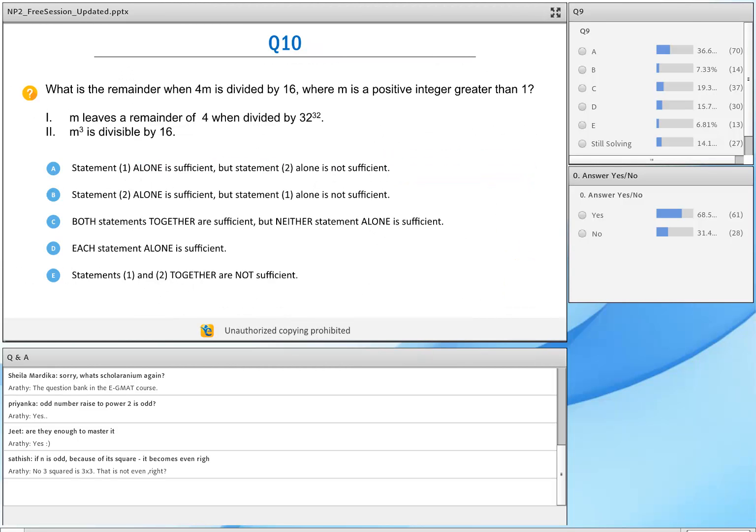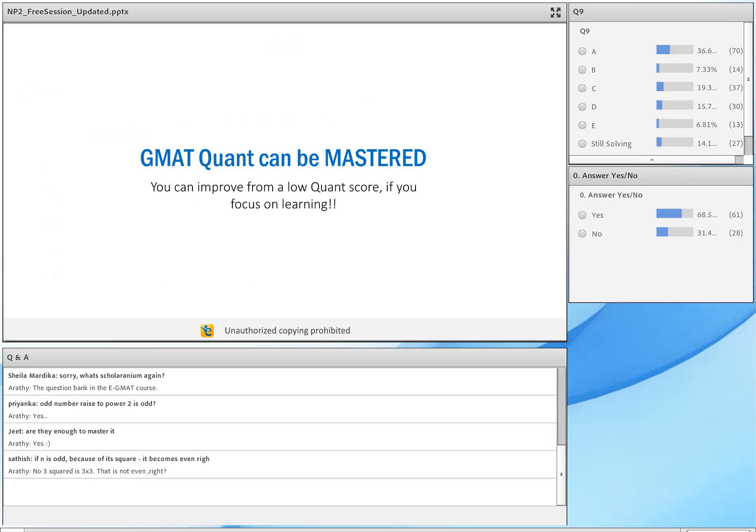All right. So with that, let's understand where you go from here. I'm going to leave question 10 with you. I'm going to share the PDF overall. But the thing that I want to make sure you take away from this is that you can master GMAT quant.